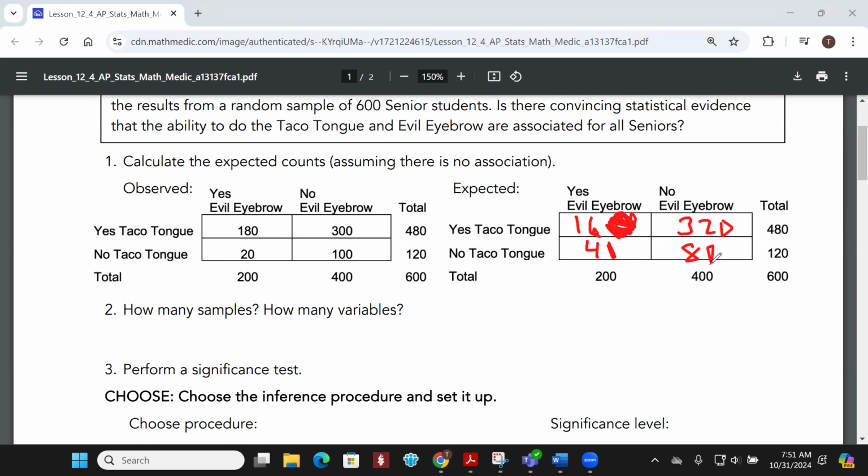Good. How many samples? One sample. How many variables? 2 variables.